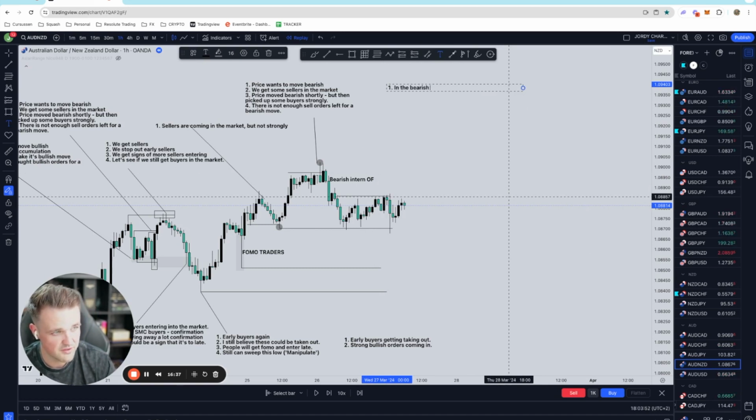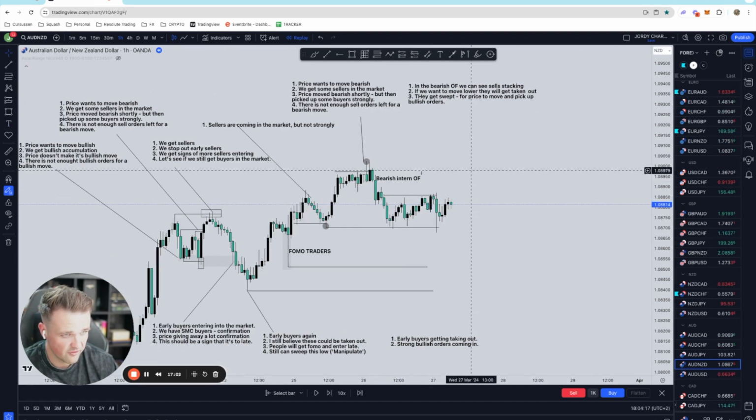In the bearish order flow, you can see sell stacking. If we want to move lower, they will get taken out. Most likely, nothing is certain in the market. Then they get swept for price to move and pick up bullish orders. Okay, so this is what is happening here.